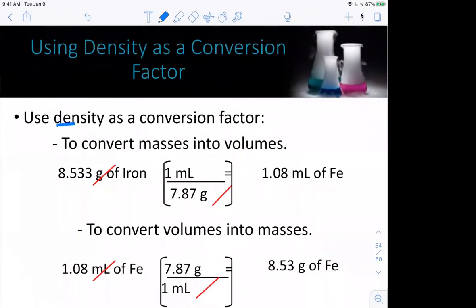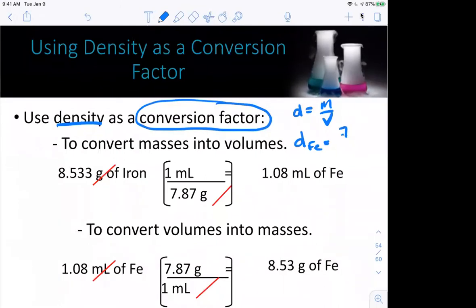Now, density. Density equals mass over volume. That's an algebraic equation. But I can also use reported density values as a conversion factor, right? If I know that the density of iron is equal to 7.87 grams per milliliter, I know that I have 7.87 grams of iron for every 1 milliliter of iron. This is the equivalency statement that I get out of a density.